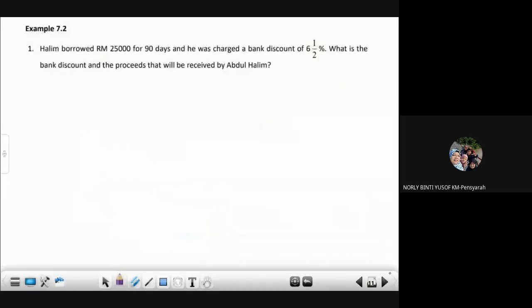Okay, so kat sini kita tengok pada example 7.2. Halim borrowed 25,000. Besarnya Halim pinjam kan. Halim borrowed 25,000 for 19 days. So borrowed means take a loan lah kan. And he was charged a bank discount of 6.5%. So this is your D lah. Okay, D. And what is the bank discount? That means soalan nak tanya apa D? Bank discount D besar. D kecil tu adalah you punya simple discount rate. Kalau D besar tu adalah simple discount saja. And then the proceed. The proceed means money received lah. That will receive by Halim.